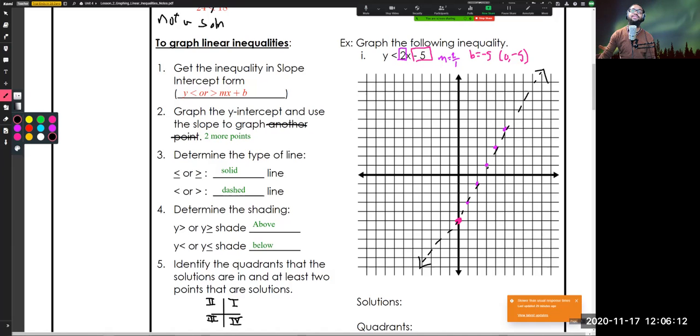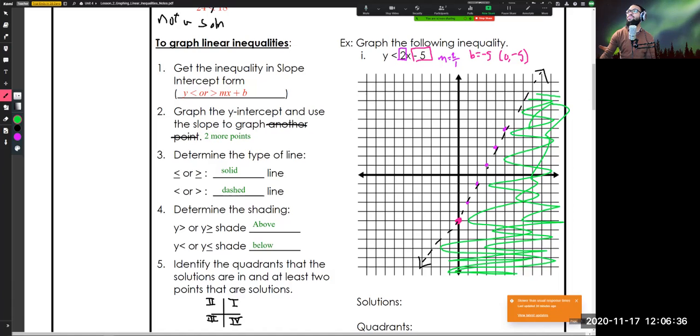And I'm going to do that in, let's do that in this green color here. All right, so this is going to be our solution side for this inequality. And then finally, we're going to identify the quadrants that the solutions are in and at least 2 points that are solutions, okay?